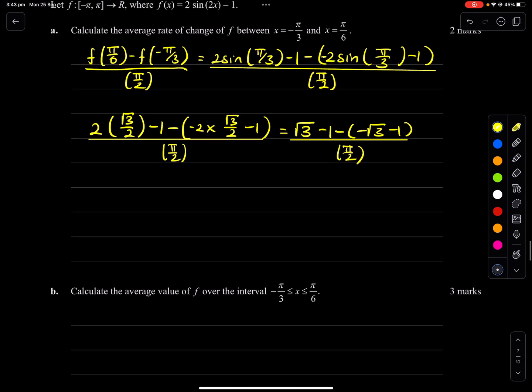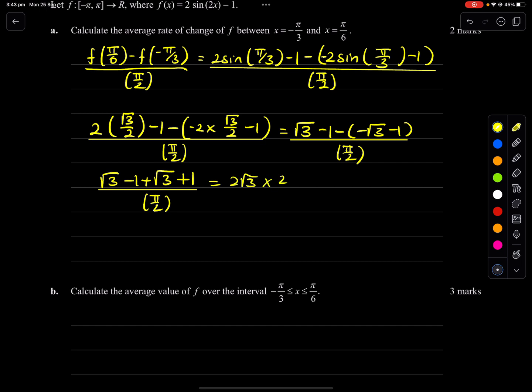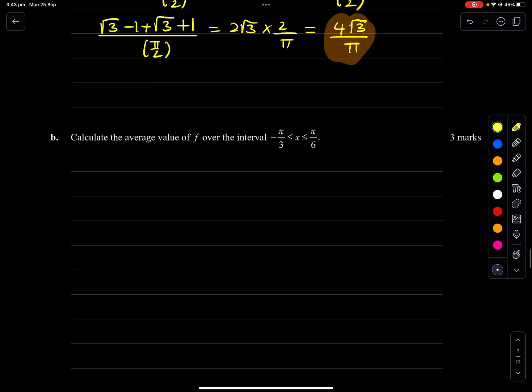So that'll be root 3 minus 1 plus root 3 plus 1, all over pi over 2. So that'll be 2 root 3 times 2 over pi, which is 4 root 3 over pi. So that's your answer. Calculate the average value of f over the interval this.